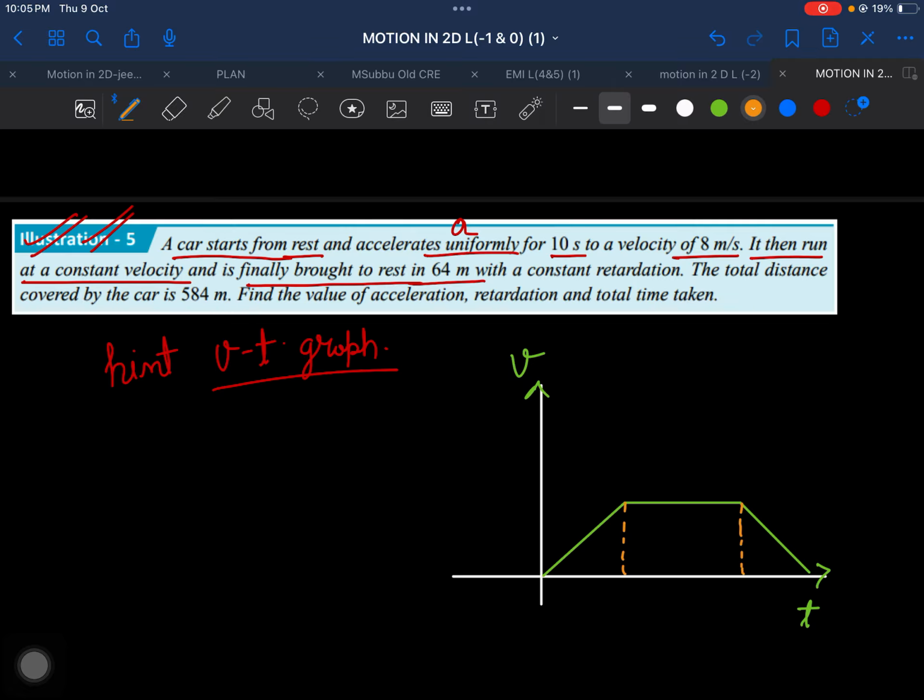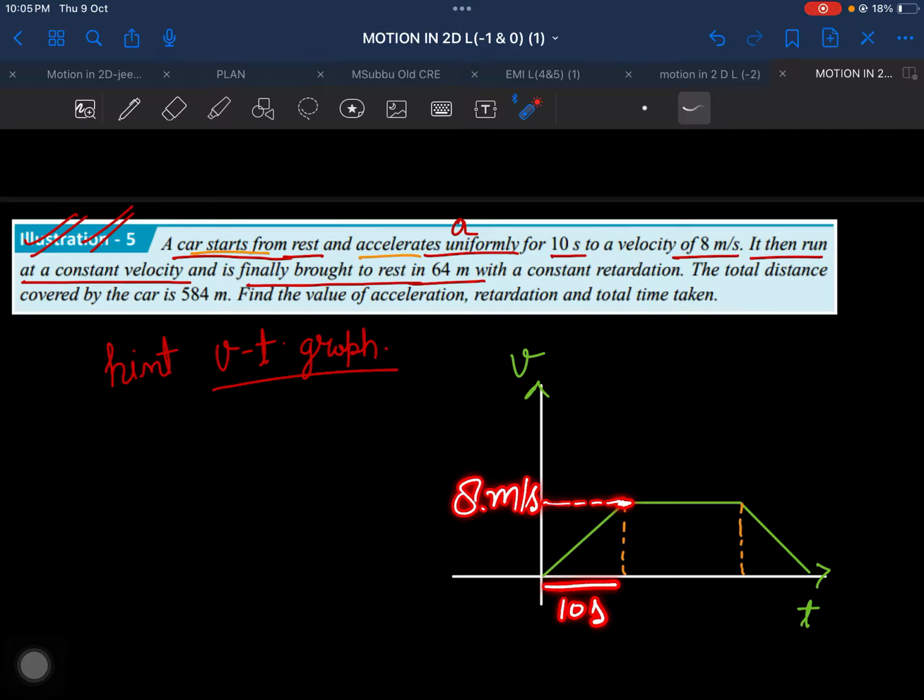A car starts from rest, accelerates uniformly for 10 seconds. So this time is 10 seconds, to a velocity of 8 meter per second. Accelerate uniformly to a velocity means this maximum velocity has become 8 meter per second.